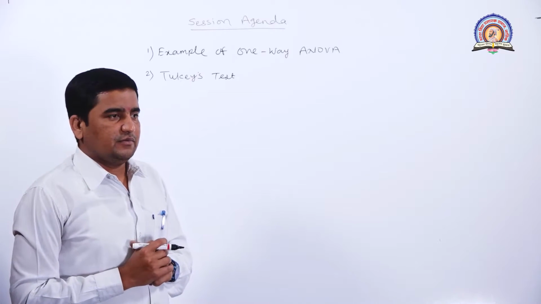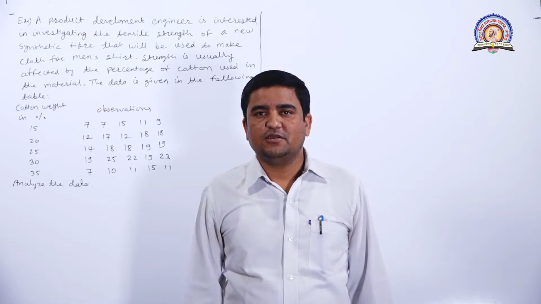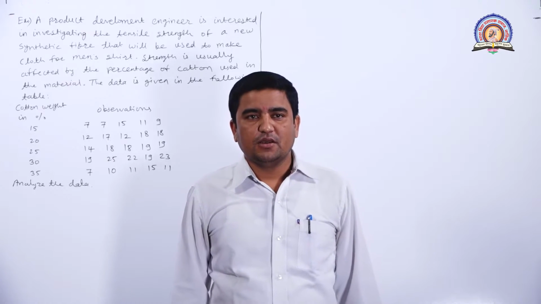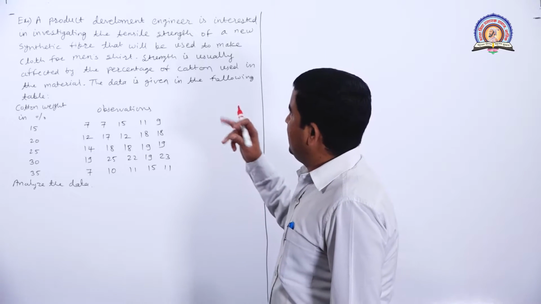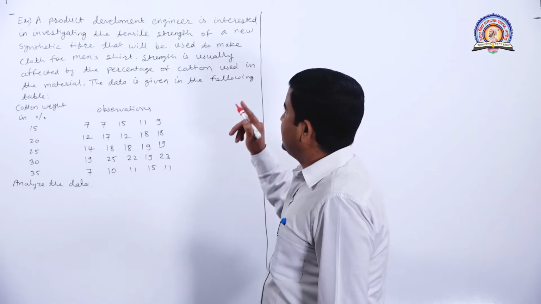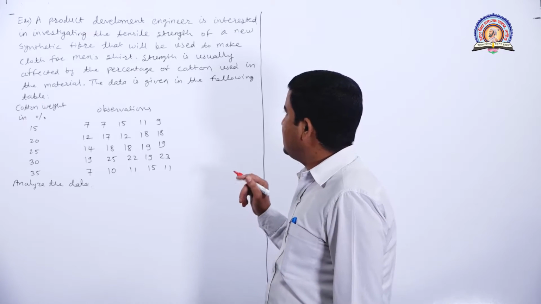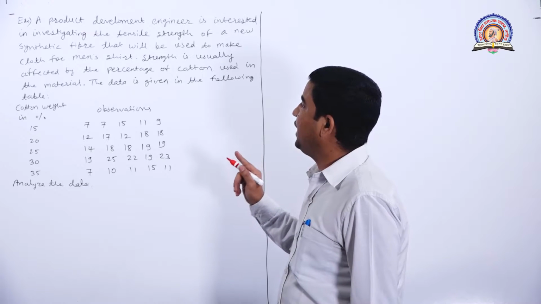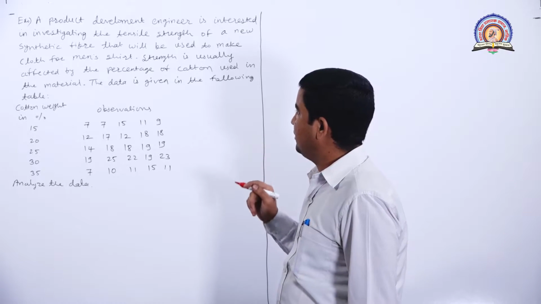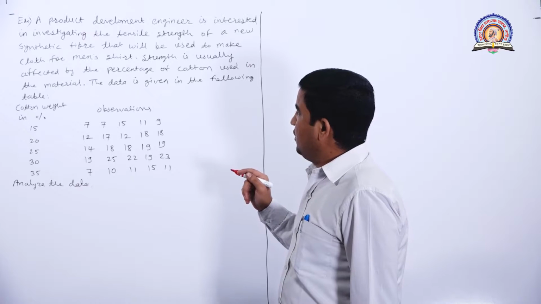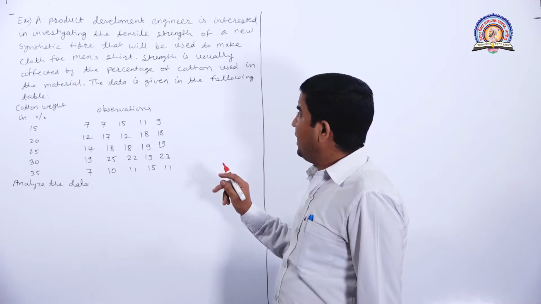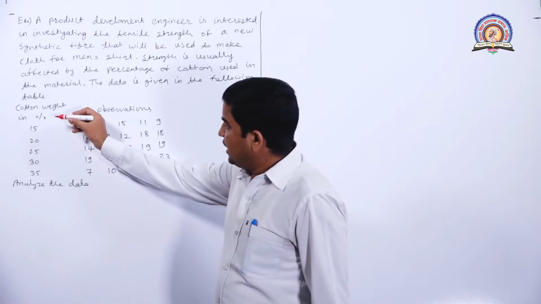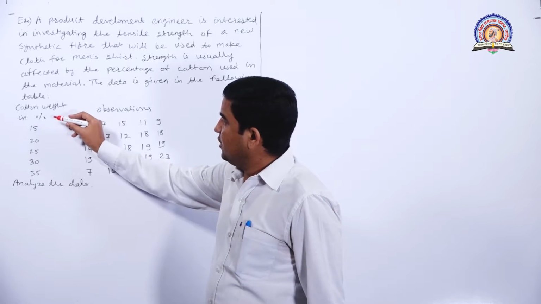this Tukey's test. Hello students, in this lecture, we are going to see the example of one-way ANOVA. Look here. A product development engineer is interested in investigating the tensile strength of a new synthetic fiber that will be used to make cloth for men's shirts. Strength is usually affected by the percentage of cotton used in the material. Now, there are five treatments.